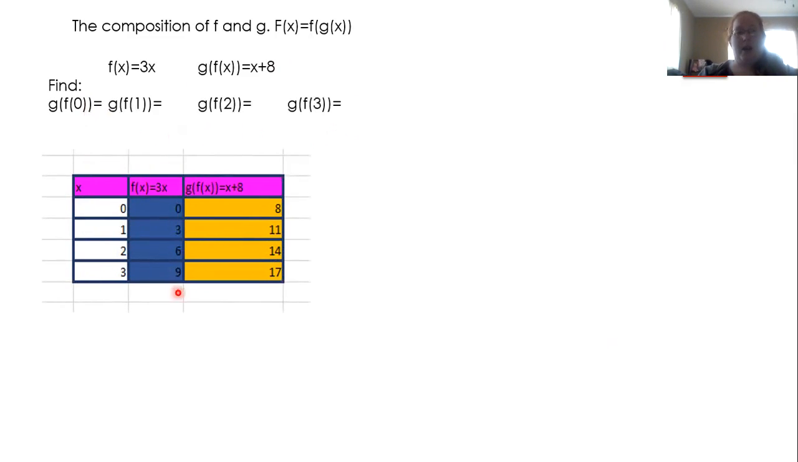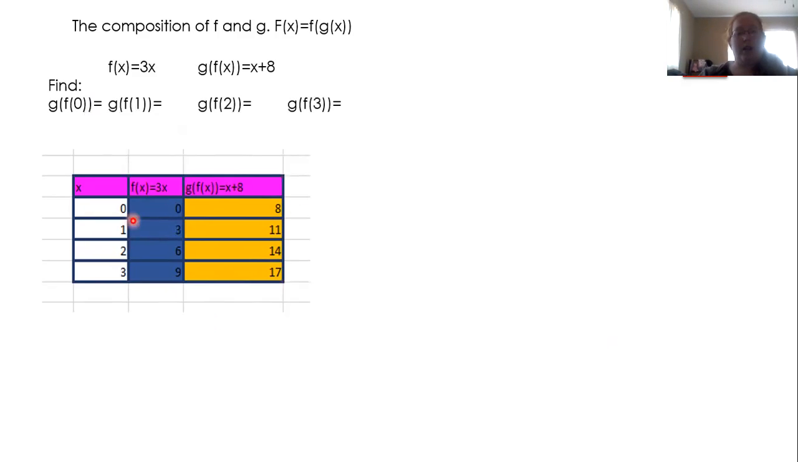Now that we know what f of x equals, what we're looking for is g of f of x. So g of f of x equals x plus 8. We wouldn't go back and use 0 because we already know what f of x equals. So you'd use the second column when you're trying to figure out this third column. You have 0 plus 8 equals 8. 3 plus 8 equals 11. 6 plus 8 equals 14. And 9 plus 8 equals 17.